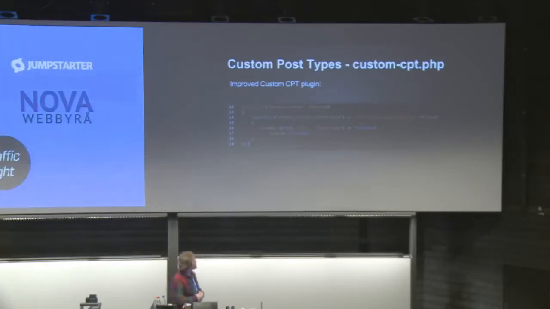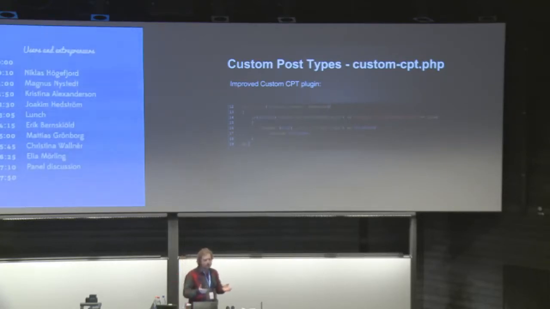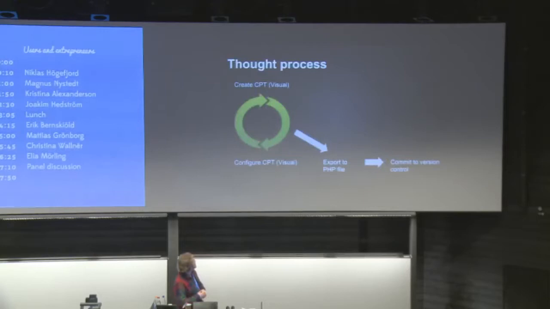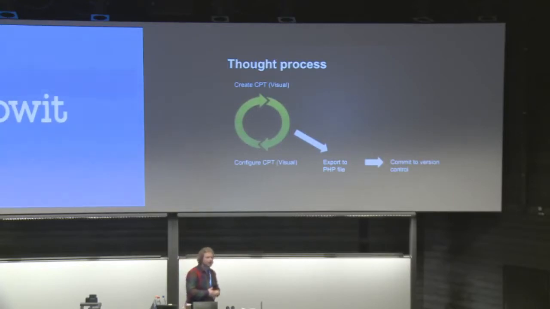Basically what this lets us do is develop, and then once we've developed everything locally and visually, we can export it to a PHP file, and then suddenly all this custom post type configuration is in code, and we can deploy it to our live site. And this is the thought process behind it. You create your custom post type, you configure it, and once you've configured it, you export it, just like we did, and then you commit it to your version control. Maybe you're using GitHub, it doesn't really matter. But version control is important.